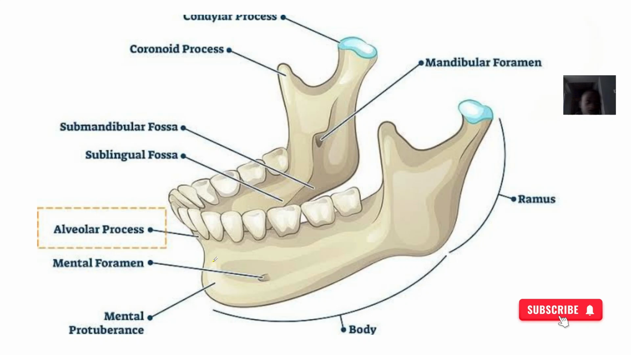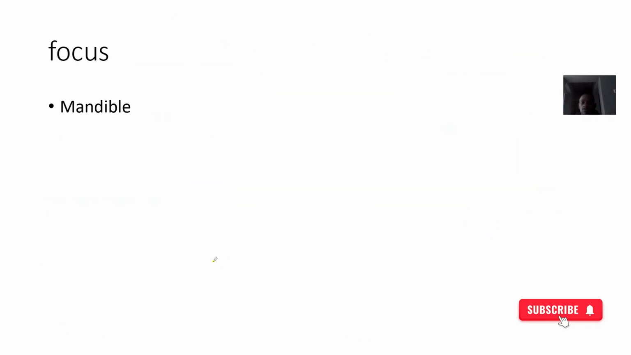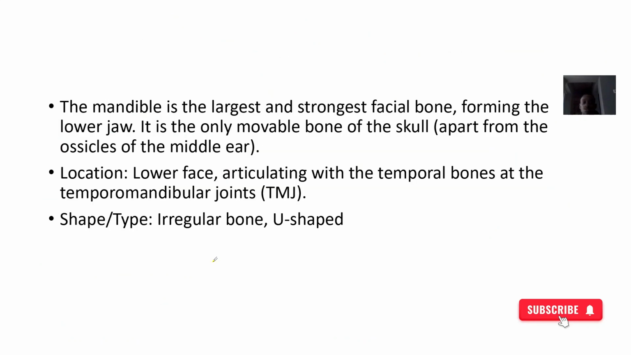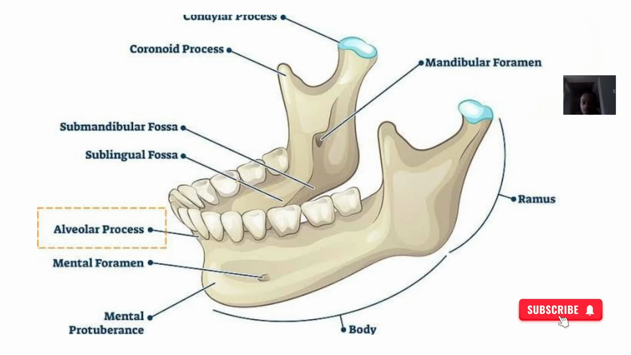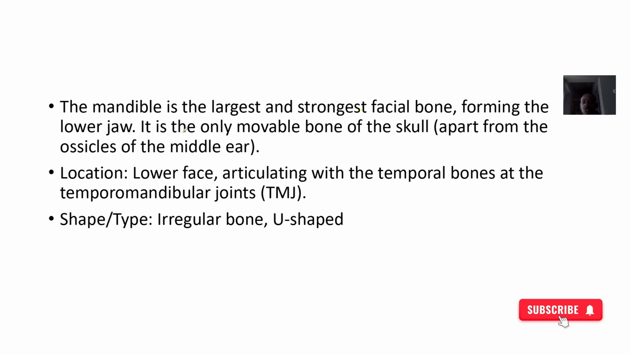So this is the mandible. The mandible is actually the largest and the strongest facial bone. It forms the lower side of the jaw, so it's the only movable bone of the skull. Okay, that's if you're not talking about the ossicles.